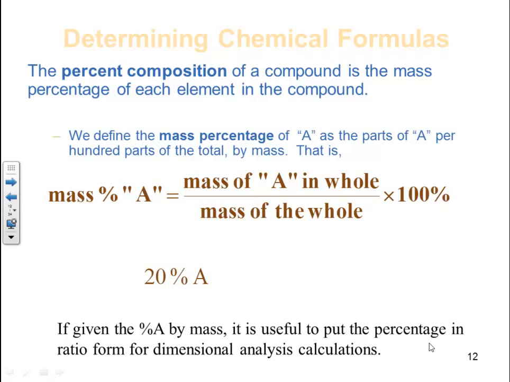If you're given the percent A by mass, it is useful to put the percentage in a ratio form for dimensional analysis calculations. So if I'm given, for example, 20% A, I can rewrite that in a ratio. That way I can continue to do my dimensional analysis. So 20% A is really telling me I have 20 grams of A per every 100 grams of sample.